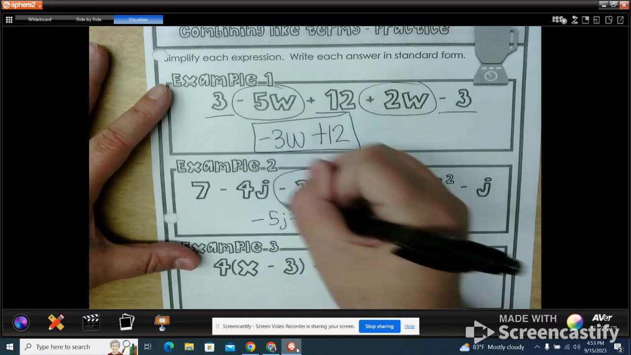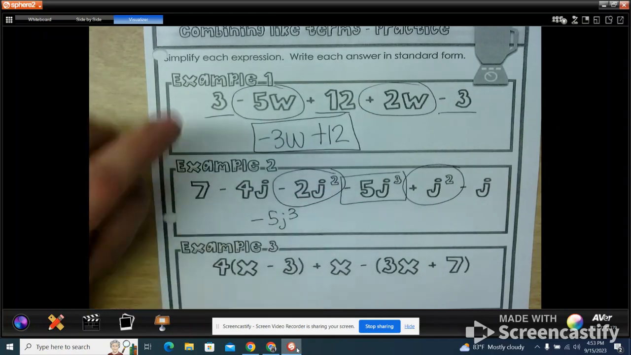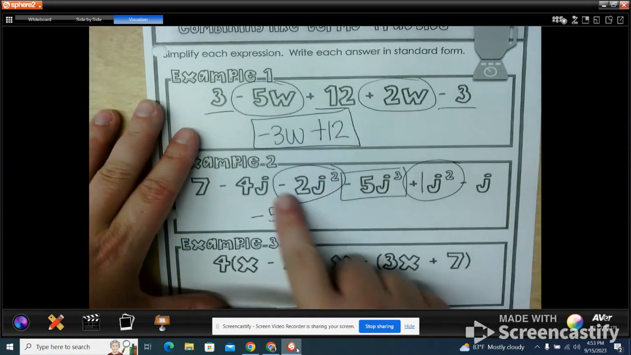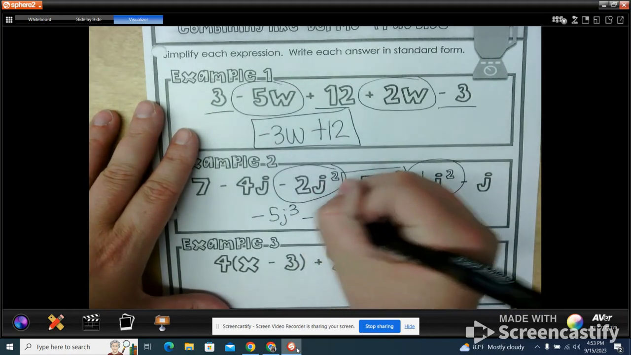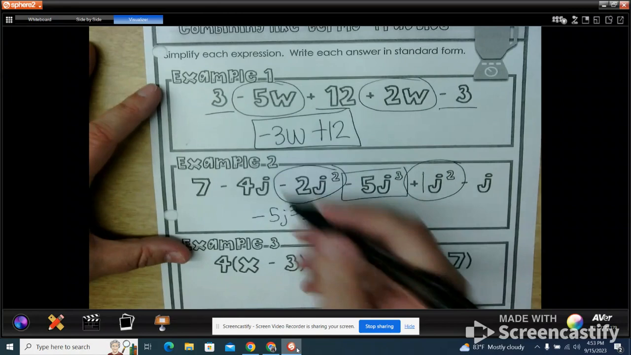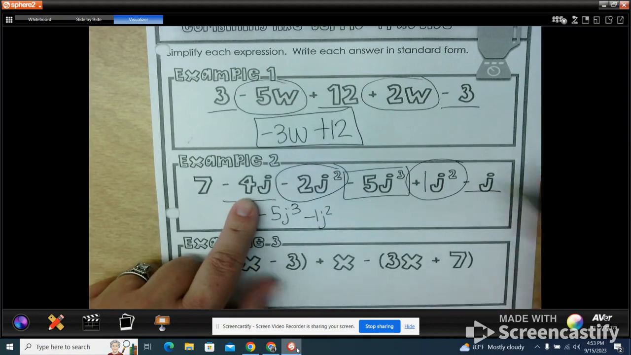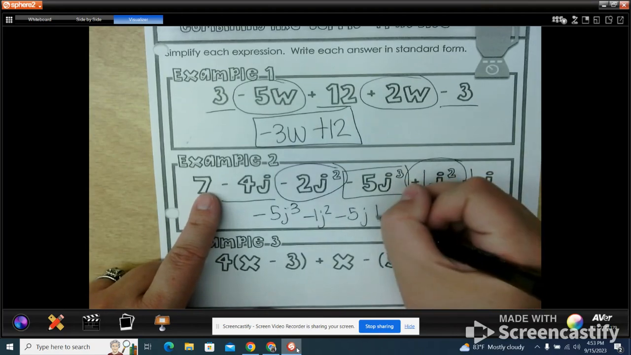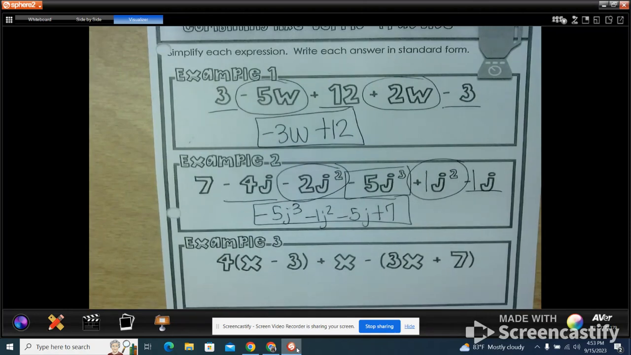Then we're going to take our negative j's with a 2, or j squares. So this one has a negative 2. This is a 1. Negative 2 plus 1 is going to give me negative 1j squared. Then I need to combine my regular j's, so negative 4j and then a negative 1j make negative 5j. And then last is to write down my 7, and that's going to be a plus 7. So I now have negative 5j cubed minus 1j squared minus 5j plus 7.